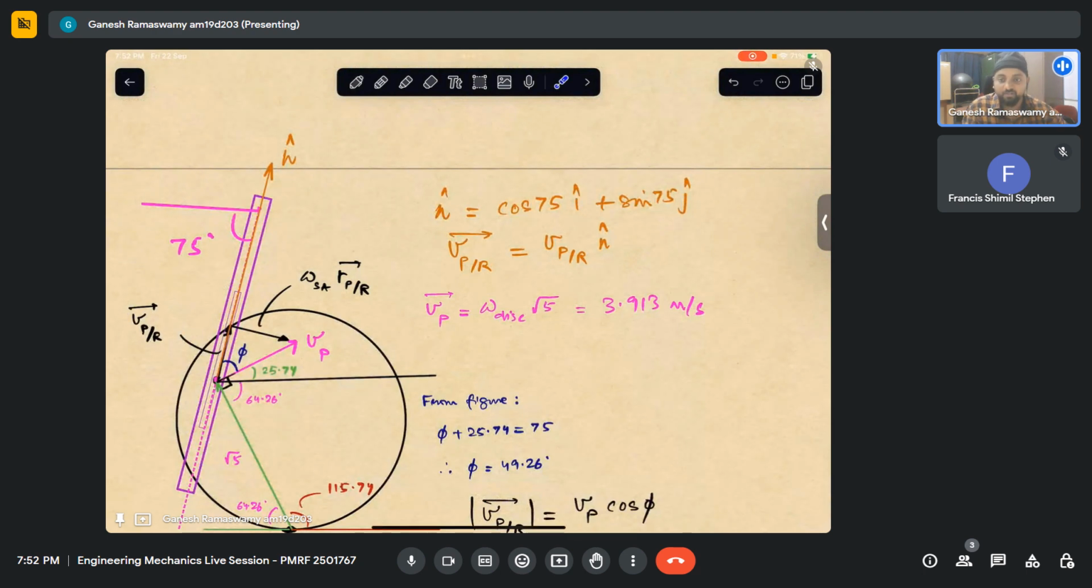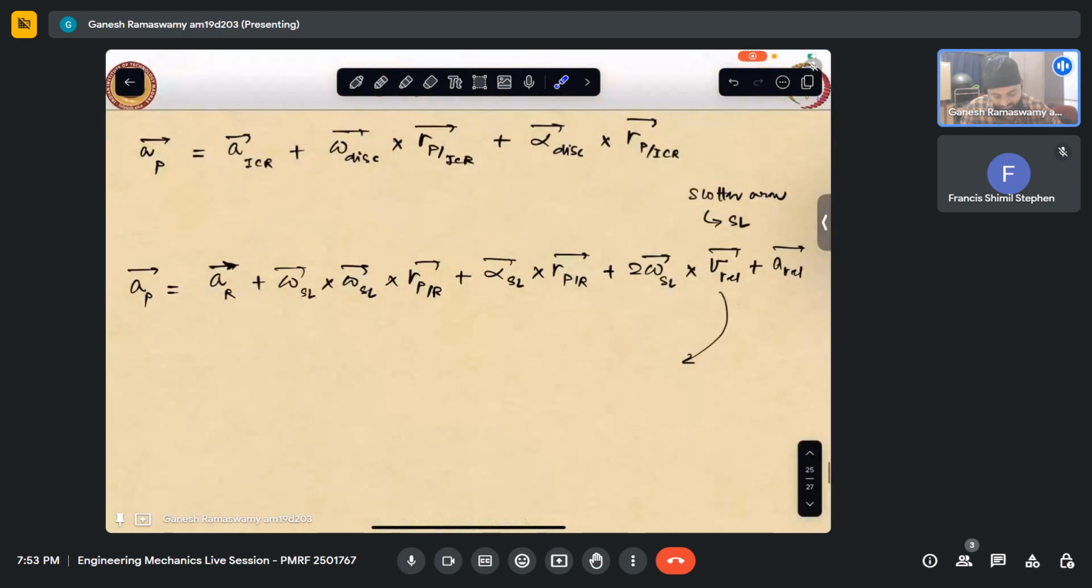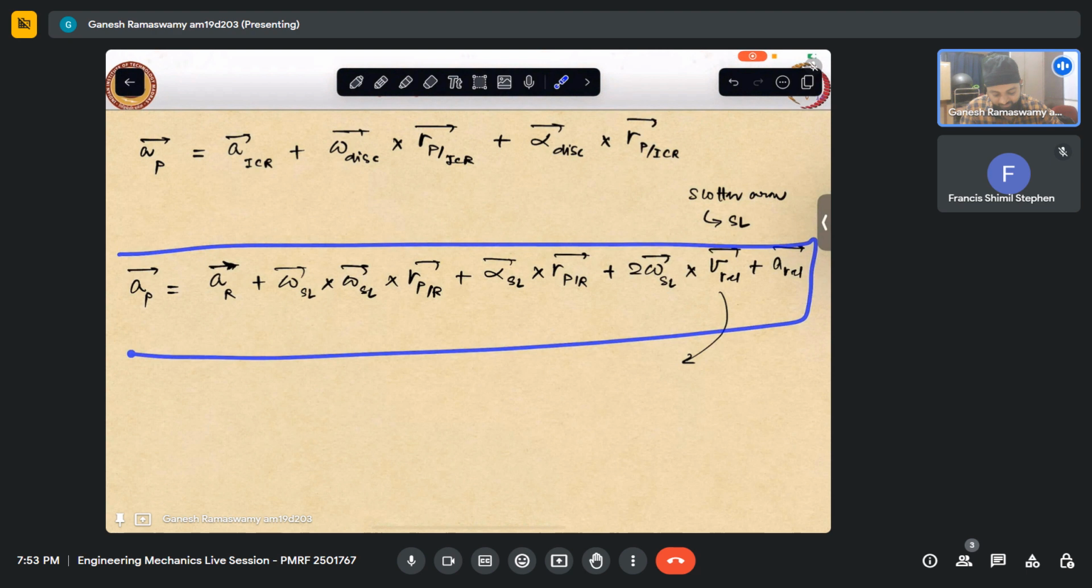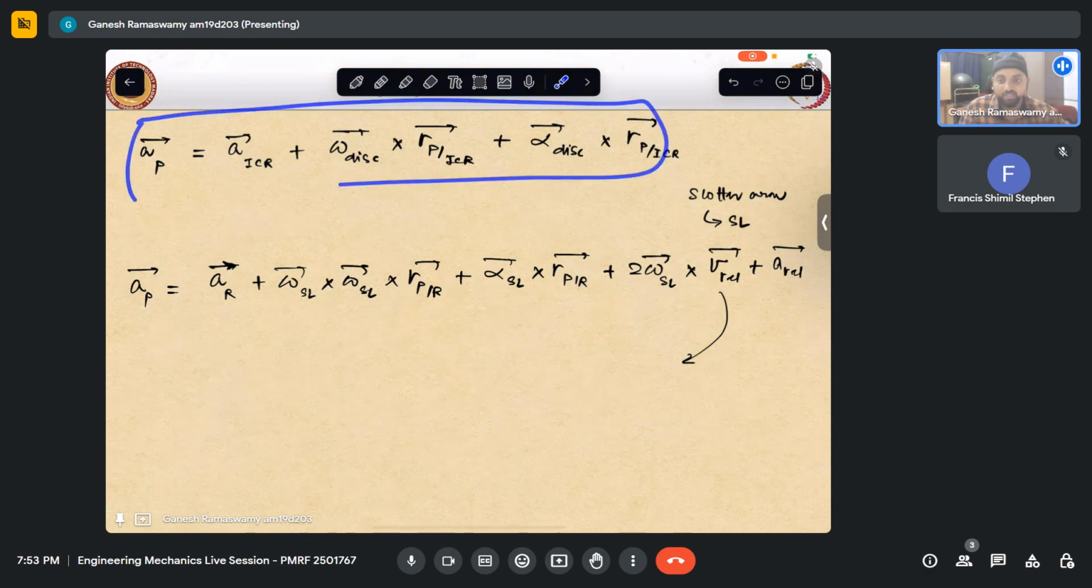This is VREL because when I'm rotating with that slotted arm, this is the velocity I perceive. This is the relative velocity I perceive. So this is VREL. And then AREL I will have to calculate from vector analysis. So this will be the method to calculate the same acceleration of the same point, but with respect to a rotating frame of reference. Whereas this is with a non-rotating translating axis attached to the ICR.